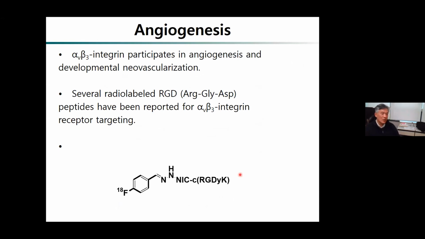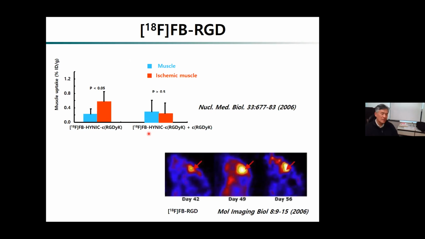And for almost 10 years or two decades, the F18 RGD compound can visualize new vessel formation, neovascularization, in the tumor tissue. So this RGD sequence was labeled with F18, gallium-68 here, or technetium-99m. Here you can see our result of the F18 labeled RGD compound.